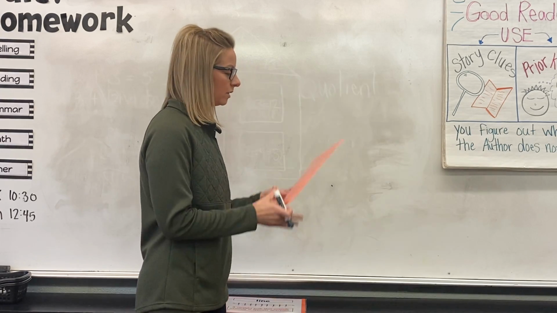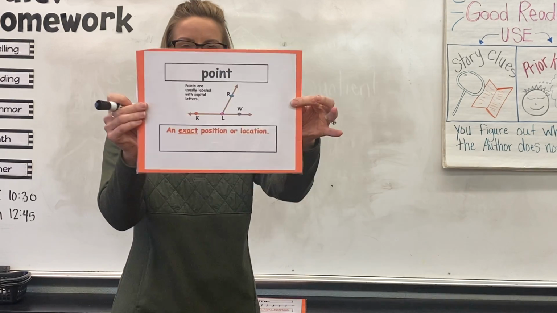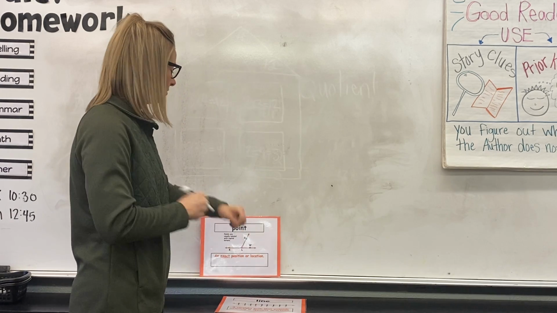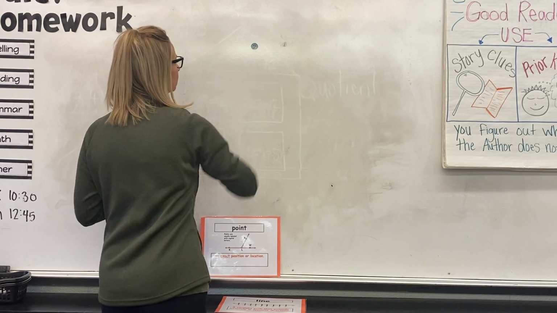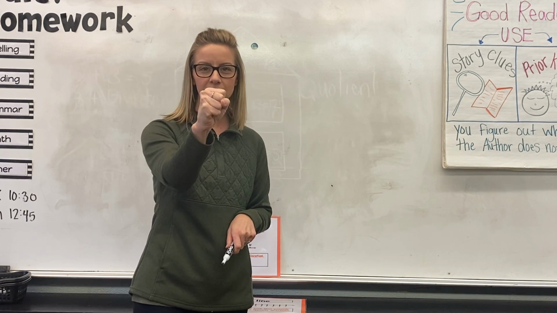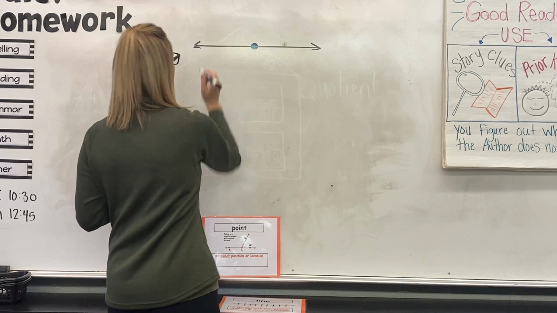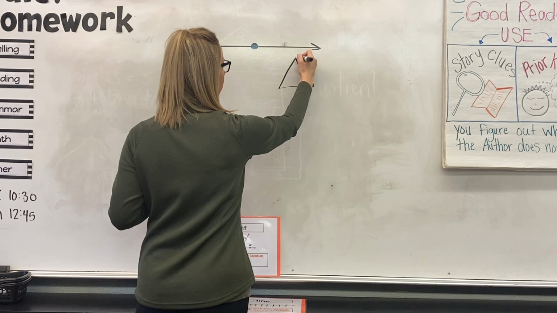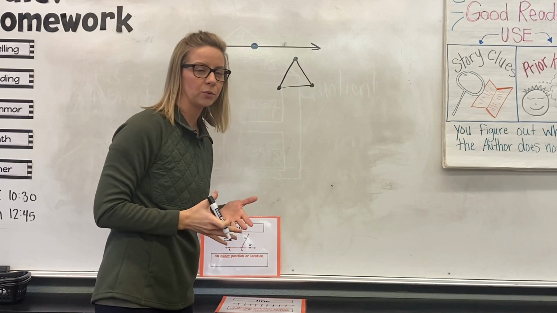So we're going to start with the first vocabulary word, which is point. A point is an exact position or location. And to show a point, you just draw a dot. We're going to have some hand motions to go with this, and the hand motion for point is just to use your fist. So you may use a point to label a number line, or you may use a point to label a polygon. So it's an exact position or location.